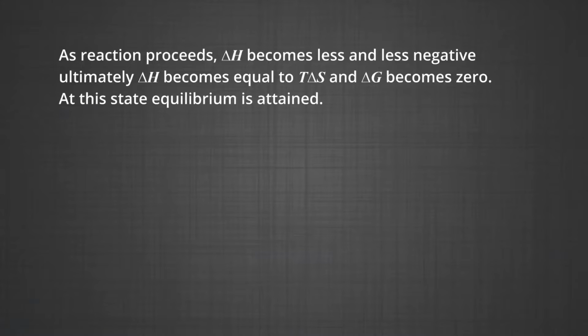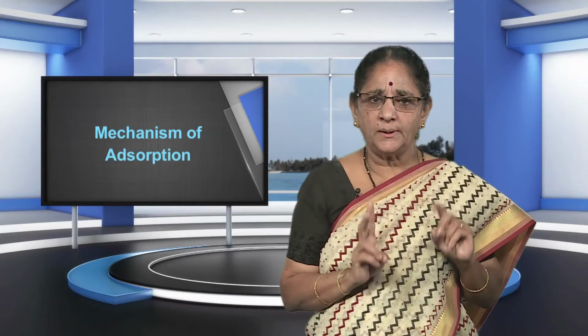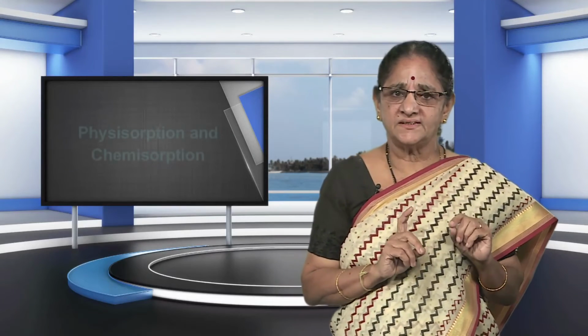As the adsorption proceeds, delta H becomes less and less negative. Ultimately, delta H becomes equal to T delta S, and therefore, delta G becomes 0. At this state, we say equilibrium is attained. There are two types of adsorption, physisorption and chemisorption.